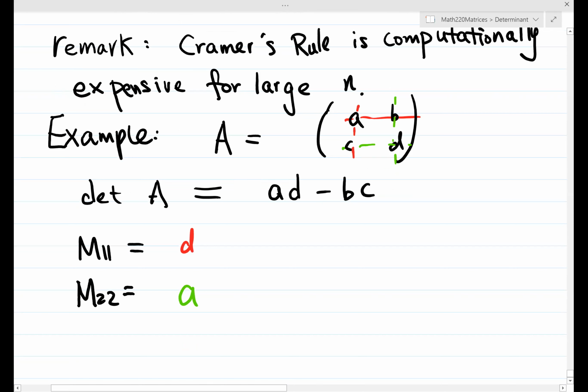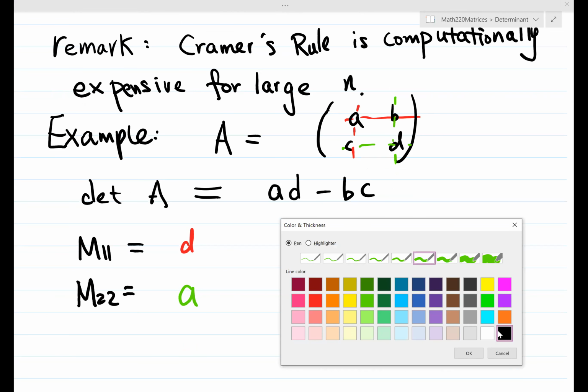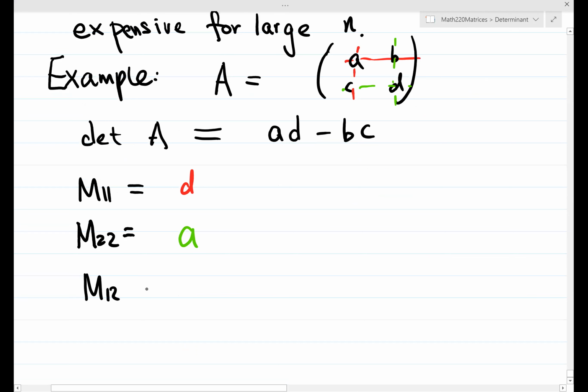M12. What is M12? Okay, we delete the first row, second column. So M12 will be C. Okay, so if you have A, B, C, D.